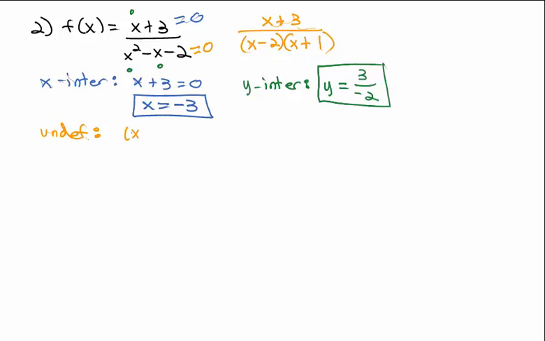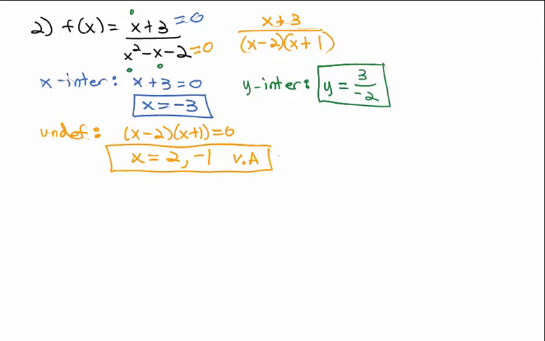So that's x minus 2, x plus 1 equals 0. Add 2 to both sides, and x equals 2. Subtract 1 from both sides, and x equals negative 1. And those are both vertical asymptotes. This one's going to have 2 vertical asymptotes.